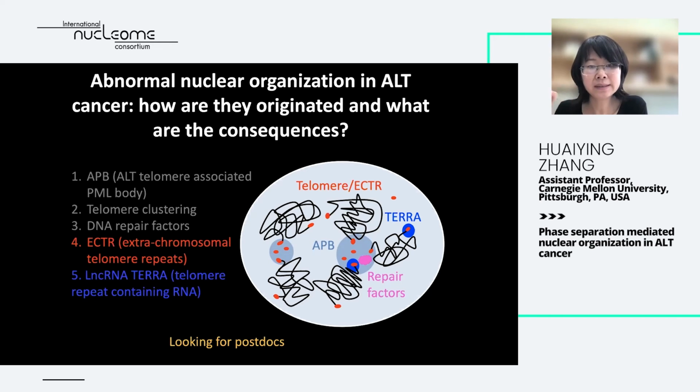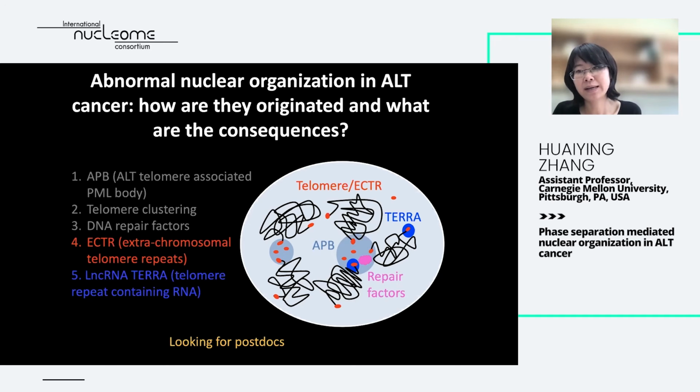One is the existence of extrachromosomal telomere repeats in those cancer cells, which is used as a marker. The other one is the overexpression of TERRA, which is a telomere repeat-containing RNA that is transcribed from telomeres. And so we're asking how those phenotypes originate in those cells, and what the consequences are.